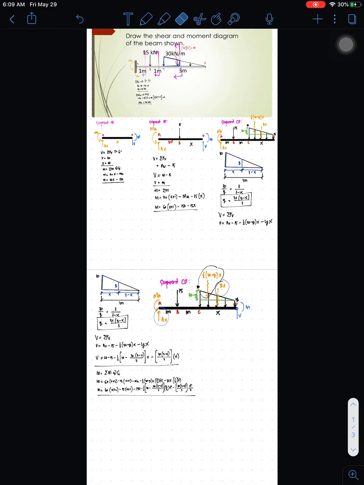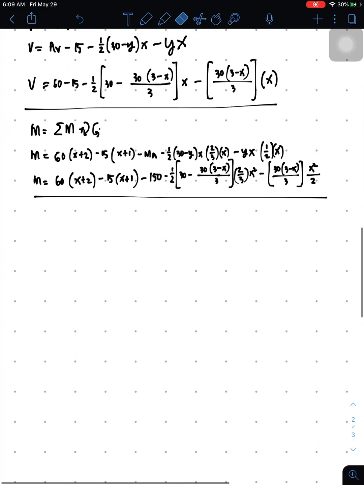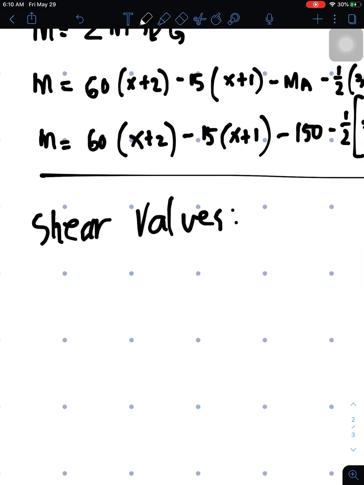So, we're done getting the equations for each segment. Then, what we're now going to do is get the values for the segments, starting with the shear. So, these are the shear values. Starting with the shear values, we have the segment AB.